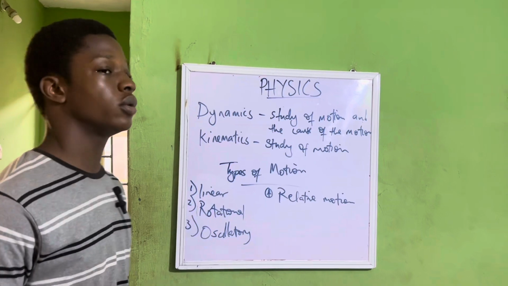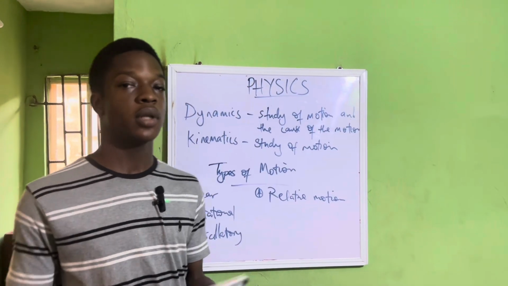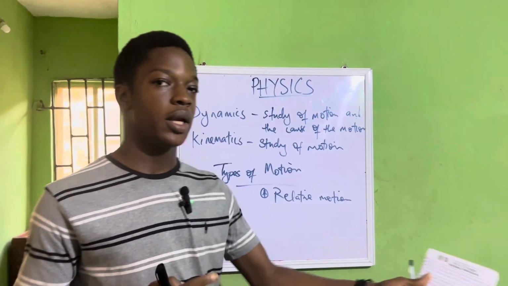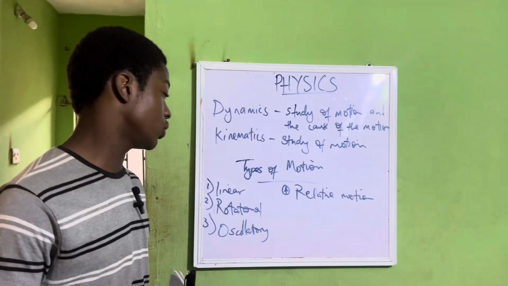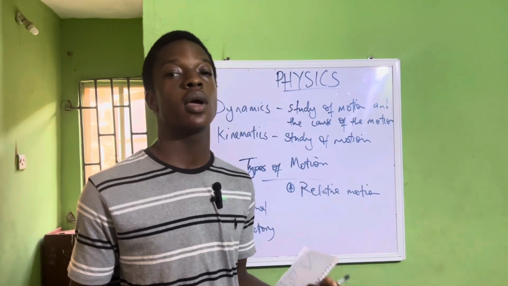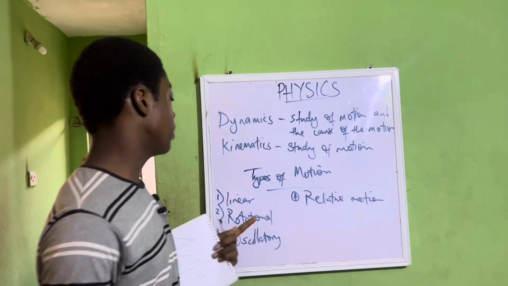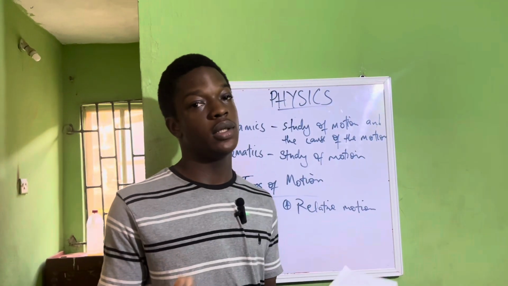So linear motion, according to the name, what does linear mean? That is motion on a straight line or motion in a straight direction. For example, the movement of a car. It can either be called linear motion or rectilinear motion.